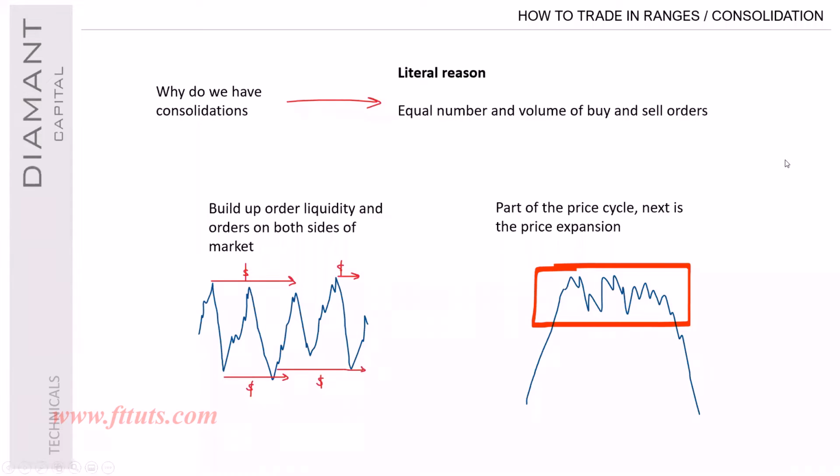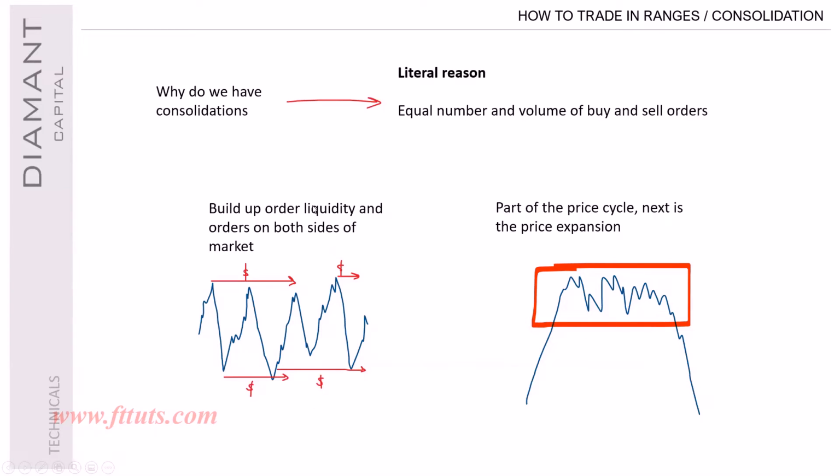So why do we actually have consolidations? The literal reason for that is because there's an equal number and volume of buy and sell orders. As you can imagine, for every buy order that happens at the time, it's compensated by another sell order of the same amount of volume. So what that means is price is very stable and doesn't move anywhere, doesn't move up or down. It just really consolidates, as seen below.